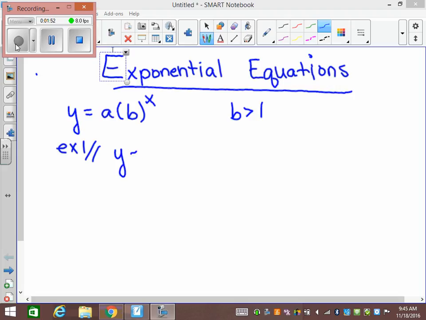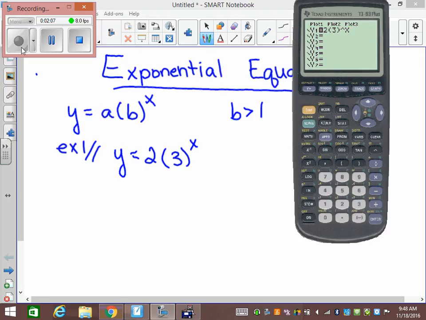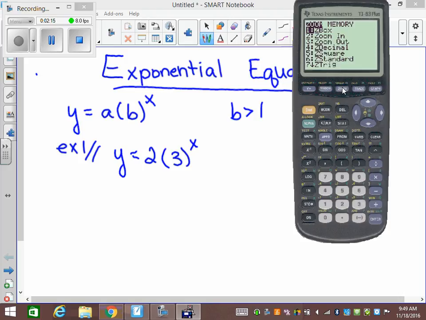Y equals 2 and then 3 to the x. So our b is greater than 1. Our b is a 3. Our a is a 2. All right? Is that right? Okay. Punch it in your calculator. All right. Graph. Press Zoom 6 if your window's out to lunch. Like the sandwich.